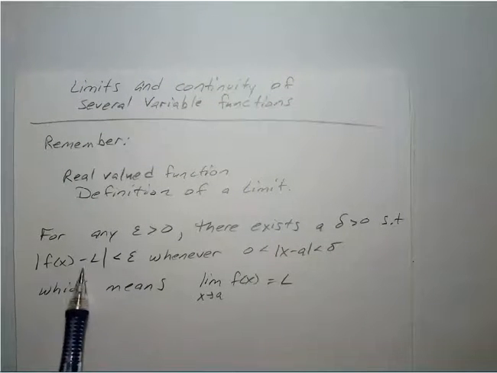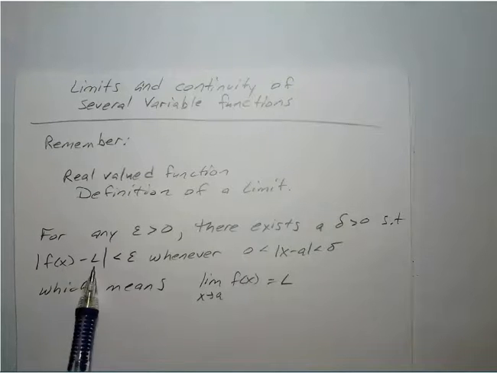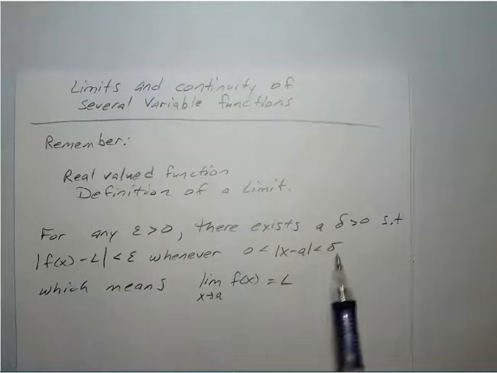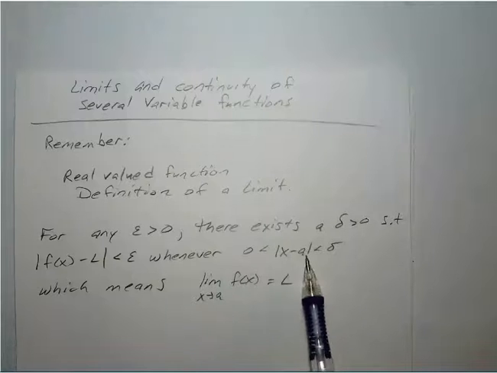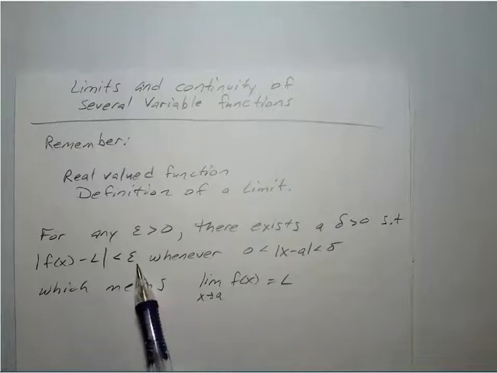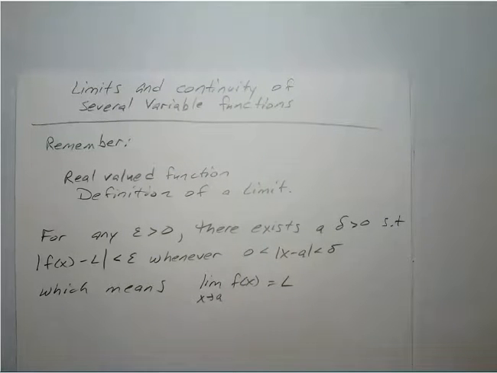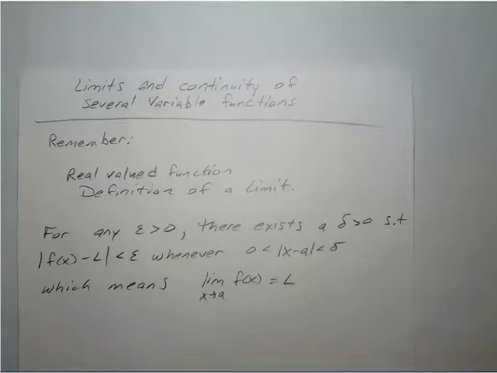Okay, so really all this means is that the distance between your function and your limit gets smaller when the distance between x and a gets smaller. So epsilon and delta just represent a really small number. Okay, never 0, it'll never equal 0, it's just a really small number.